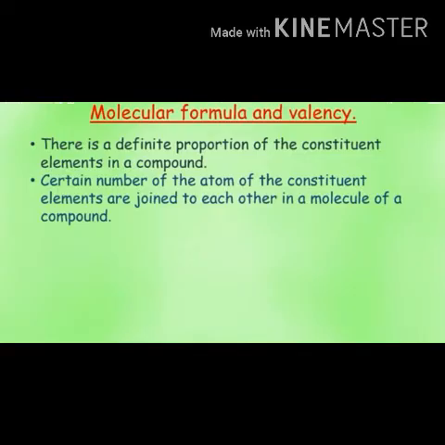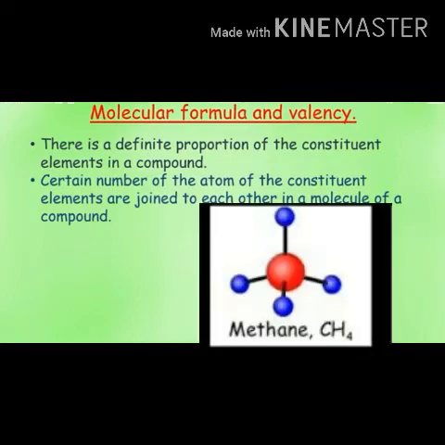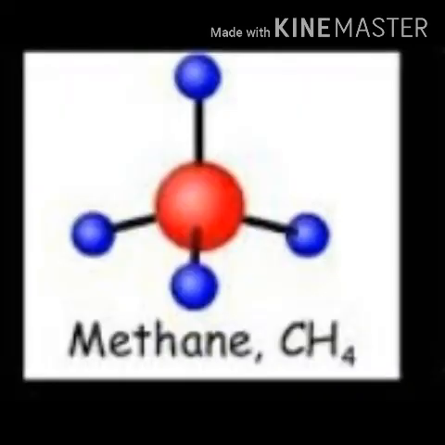A certain number of the atoms of the constituent elements are joined to each other in a molecule of a compound. For example, in methane, the constituent elements are carbon and hydrogen. So here, 4 hydrogen atoms are bonded to one carbon atom forming one molecule of methane. Molecular formula indicates the number of atoms of each of the constituent elements present in one molecule of a compound.